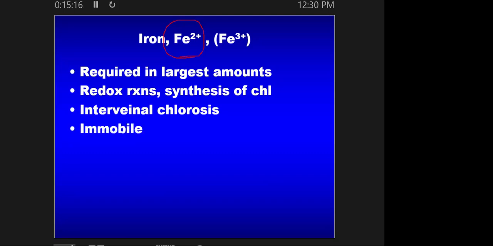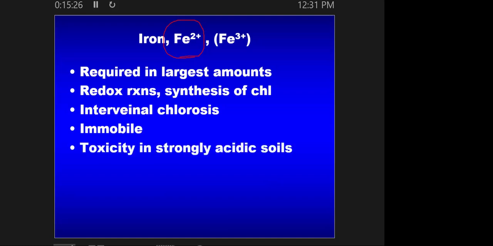It is immobile once the plant takes it up. And so younger tissue suffers first if there's a deficiency. And if you go a little too acidic in your soil system, the plant gets too much iron. Too much of anything can be bad for you. And so this idea that they get too much iron and it starts to become a toxic issue. That's true for humans too, more so for men than women, that they can get iron toxicity.